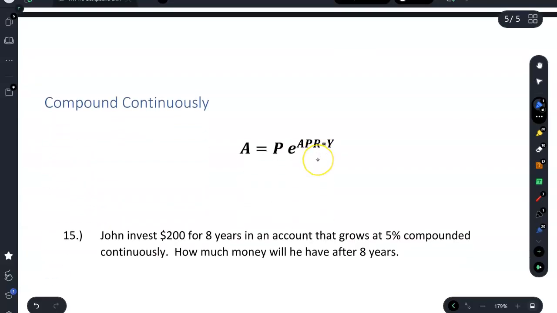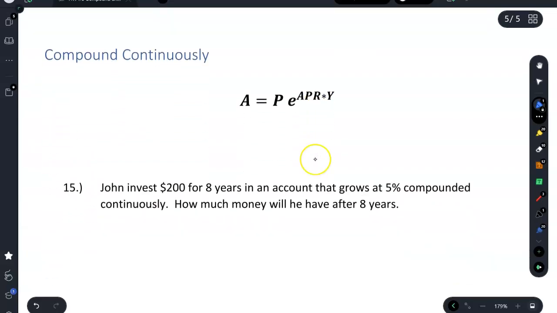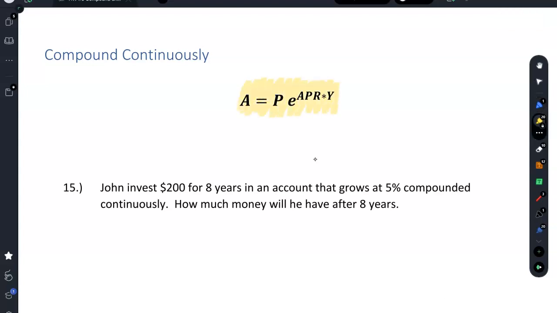All right, so the last few examples, I'm not going to do many of these, is compounded continuously. We have a new equation for this one. It's A equals P times E, and that's a multiplication in there. A equals P times E raised to the APR times Y. Once again, depending on your calculator, you may not have to have these parentheses. I'm going to go ahead and add them back here just to denote that that is being raised both to the APR and the Y.